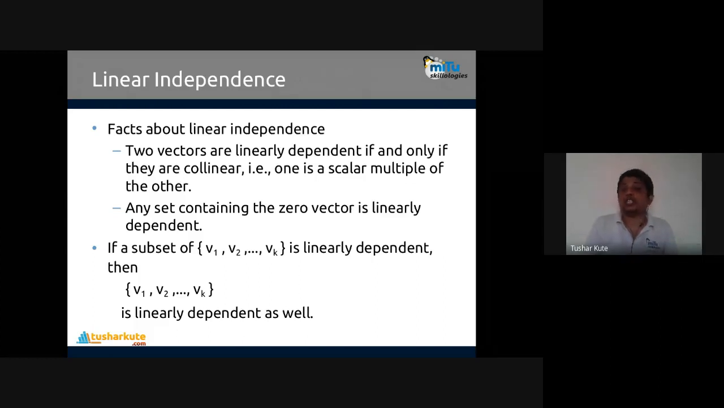Any set containing the zero vector is linearly dependent. Okay, zero vectors, linearly dependent, obviously. This is true, because only a single line will be there for single, two, three, every time. And if a subset of v1, v2 till vk is linearly dependent, then the set of vectors is also linearly dependent. Okay, these are the rules, these are the facts about linear independence.